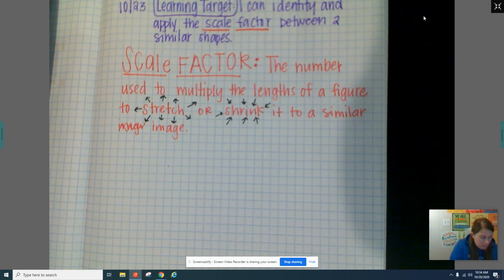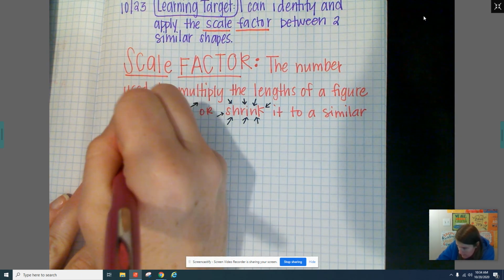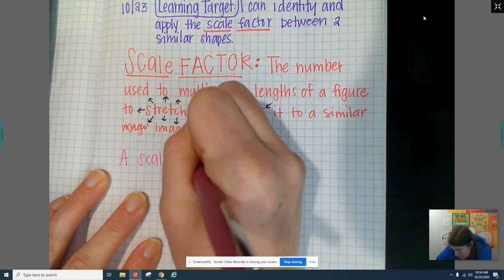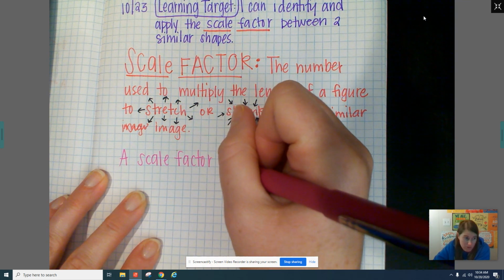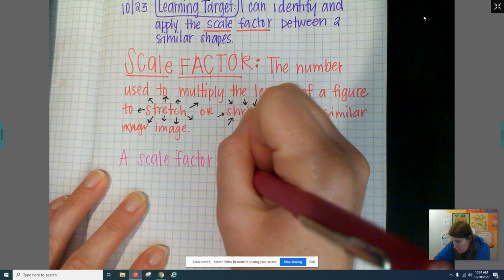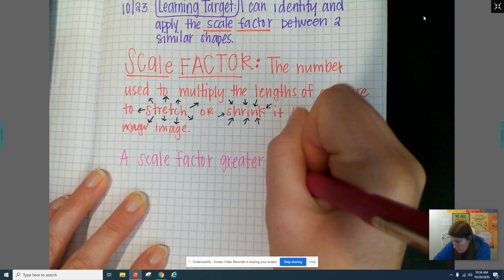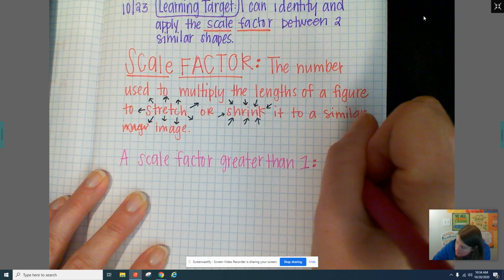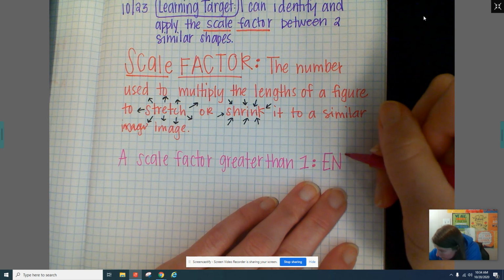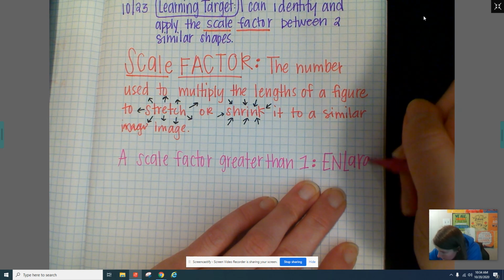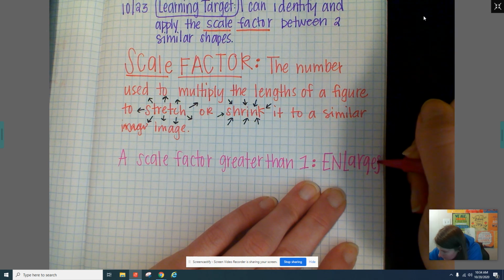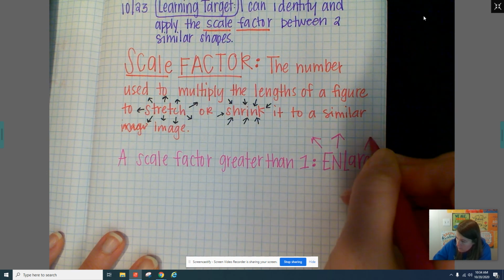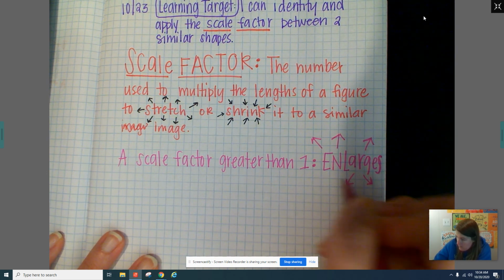Now, the next thing I want to write down that's really important is that a scale factor that is larger or greater than 1 enlarges a shape. I'm going to run out of room. I made it, just barely. All right, so greater than 1, it's going to make the shape bigger.